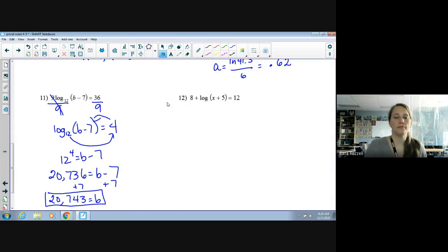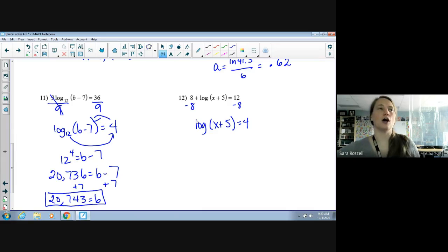All right, let's try number 12. Y'all can help me out. What is the first thing that we do on number 12? What do we get rid of? We subtract the 8 on both sides, right? So log of x plus 5 equals 4.